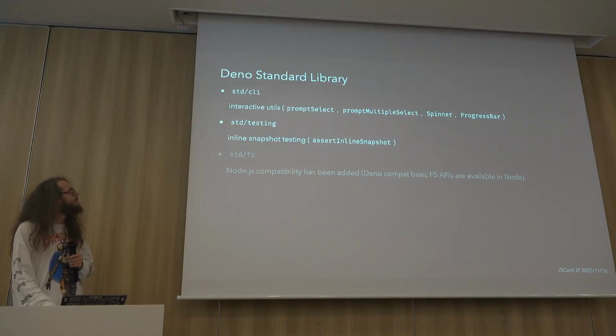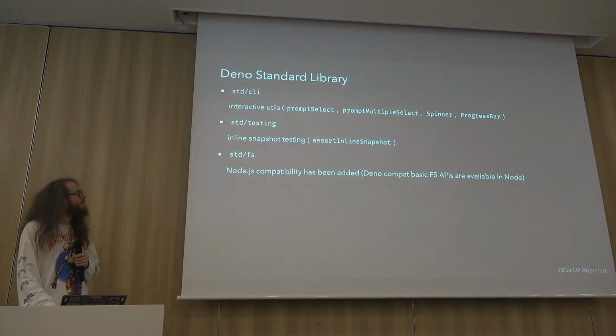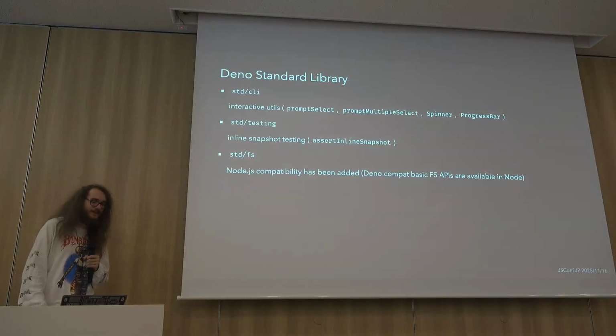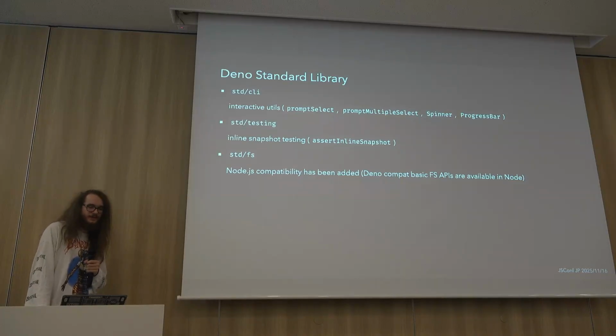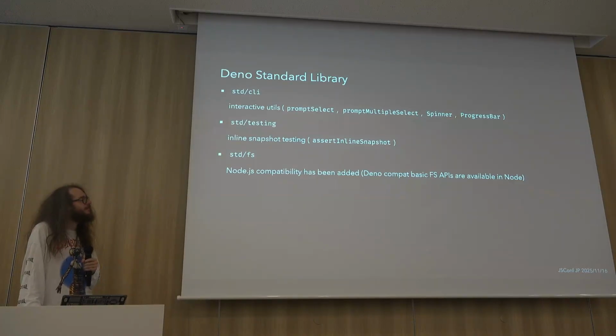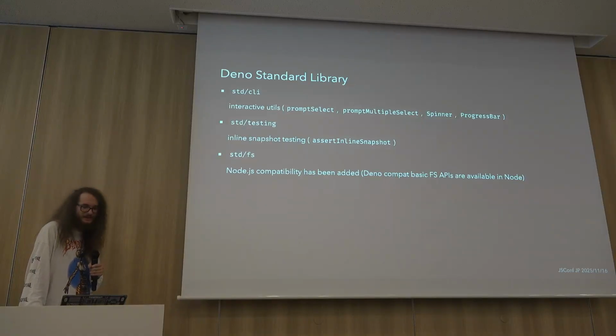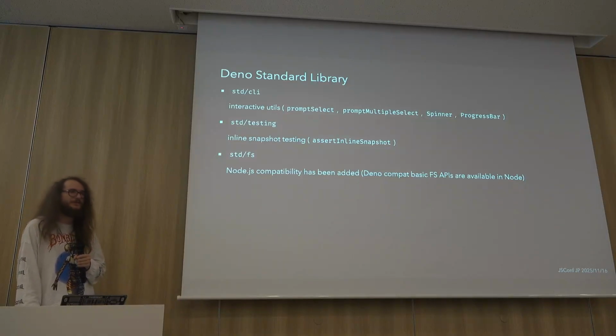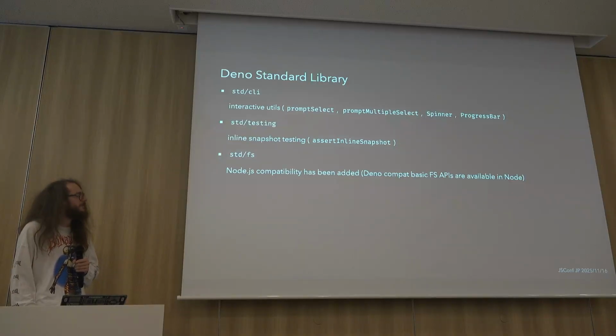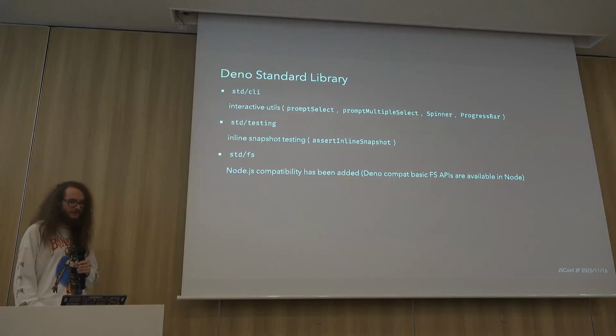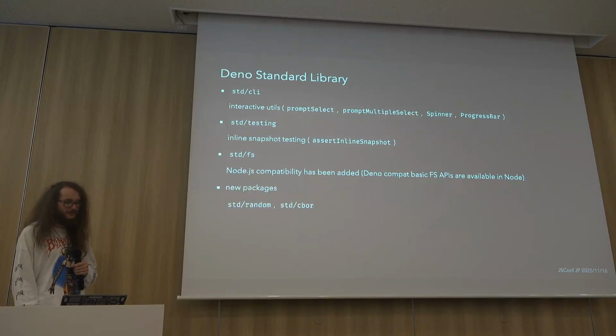And standard FS has added Node.js compatibility. So basic Deno compat: basic FS APIs are available now in Node. This just uses Node.js under the hood, and since Deno supports that, it will just work with Deno and then Node.js and probably Bun as well. And we added 2 new packages, send random and standard C4.